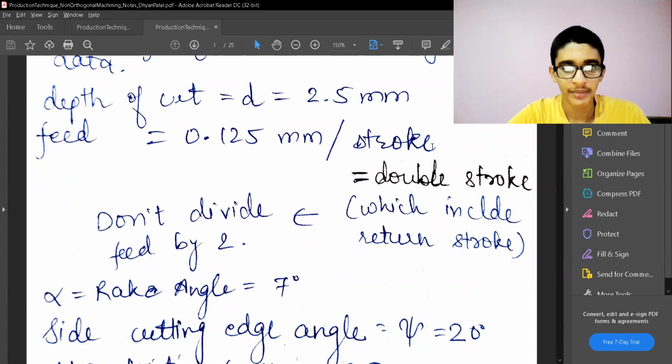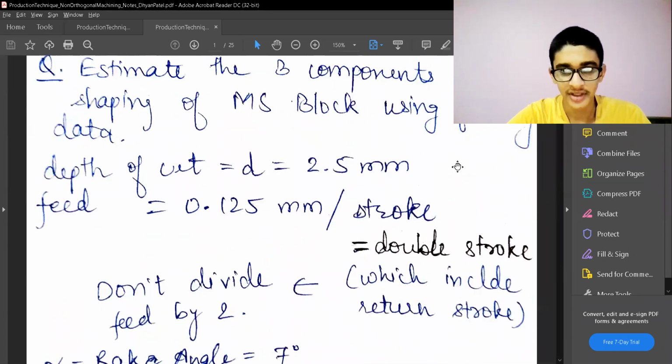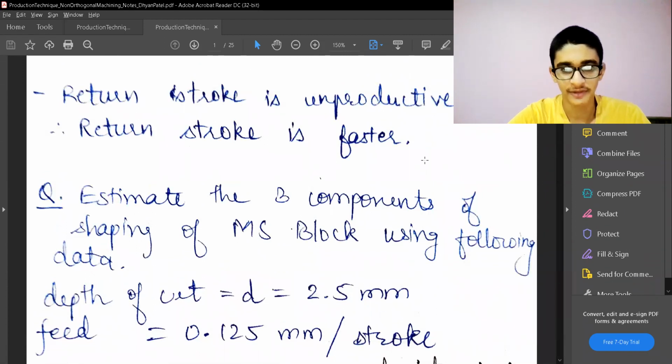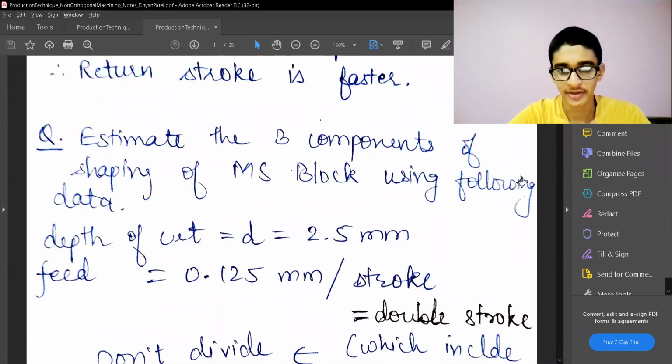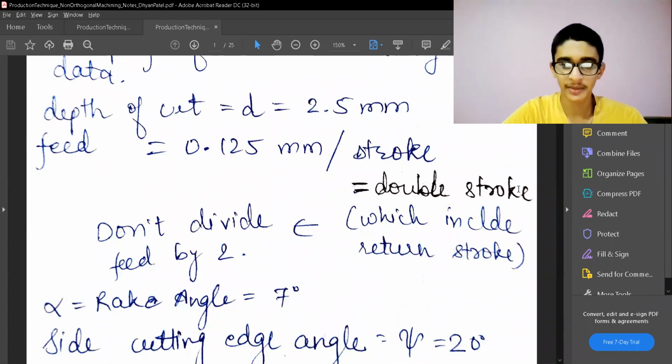Feed rate is given per stroke, which is equivalent to per double stroke also, because we know that the return stroke is going to be faster, and it is an unproductive stroke. So we can mention per stroke or per double stroke. Per double stroke also includes the return stroke, which is unproductive. So even if the feed rate is given in terms of double stroke, do not divide the number by 2, because the return stroke is useless. Whatever the value is for double stroke, that is the same value for the stroke also.